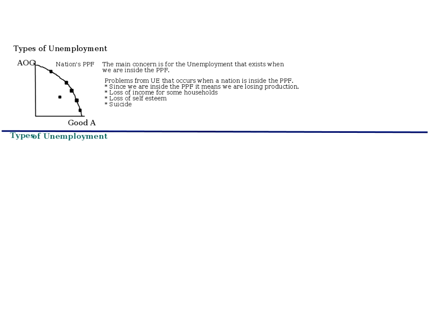So let's talk about the first type I want to talk about, and it's called frictional unemployment. Frictional unemployment is probably the most common type of unemployment. And what we mean by frictional unemployment can best be expressed if I create a graph of the market for labor.